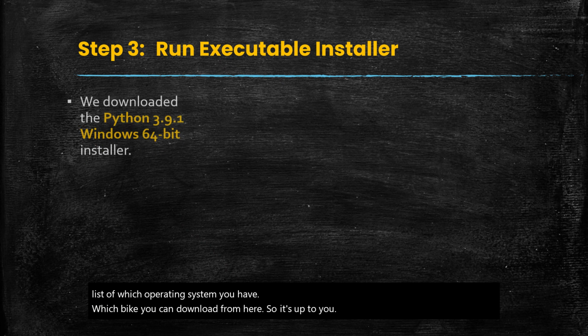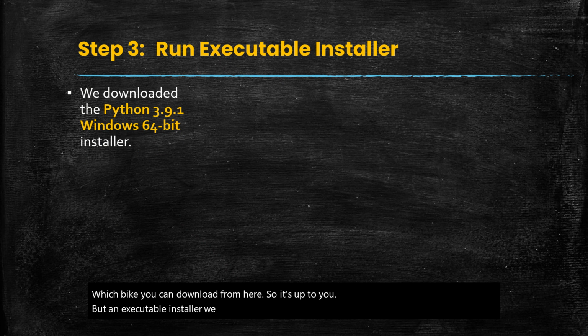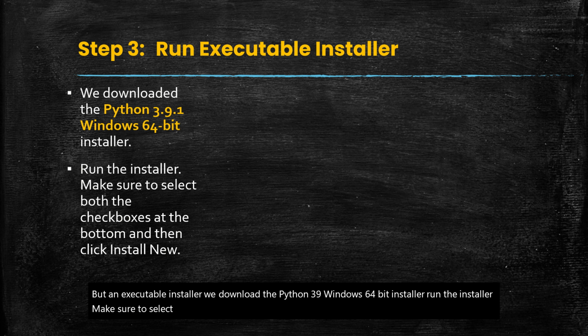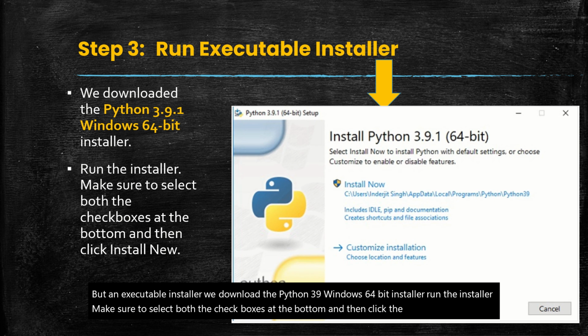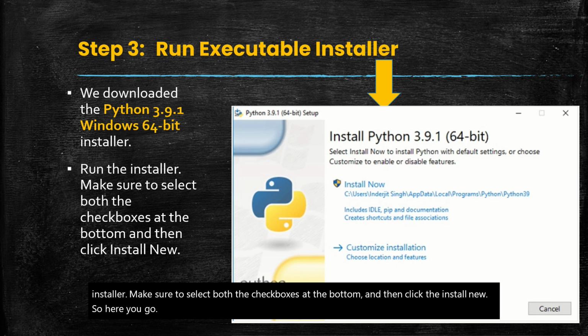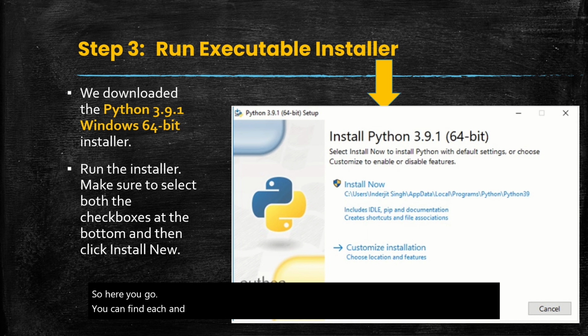Run executable installer. We download the Python 3.9 Windows 64-bit installer. Run the installer. Make sure to select both the checkboxes at the bottom and then click Install Now. So here you go. You can find everything from here. So it will be easy for you.